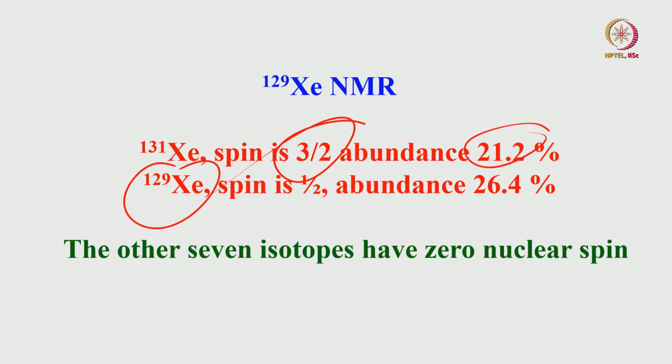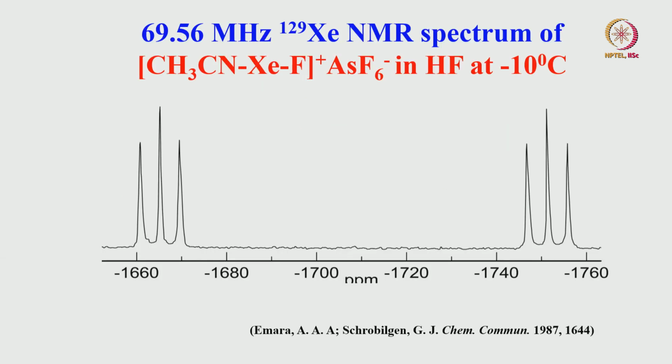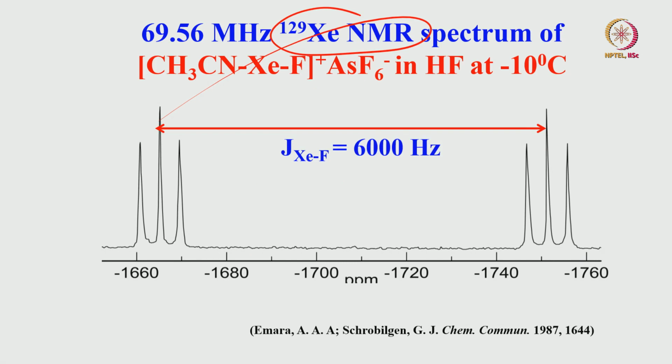Xenon 129: spin is half, abundance is 26.4%. There are 7 other isotopes, we don't need to worry. But look at this xenon NMR spectrum of this molecule. One-bond xenon-fluorine coupling is there. Xenon is directly bonded to fluorine.